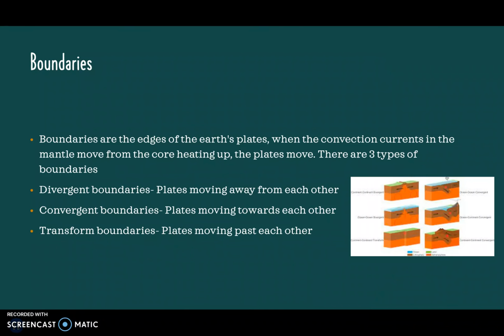Boundaries. Boundaries are the edges of the Earth's plates. When the convection currents in the mantle move from the core heating up, the plates move. There are three types of boundaries: diverging, converging, and transform boundaries, which are plates moving past each other. Convergent boundaries are plates moving towards each other, and divergent boundaries are plates moving away from each other.